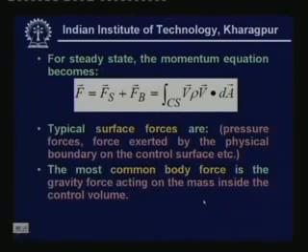Now for steady state, again just like conservation of mass, for steady state you do not have the time terms. So the linear momentum equation for steady state becomes like this, where Fs stands for the surface forces acting on the control surface, and Fb accounts for all the body forces acting on the control volume. So the sum of these two forces is equal to net momentum flux out of the control volume.